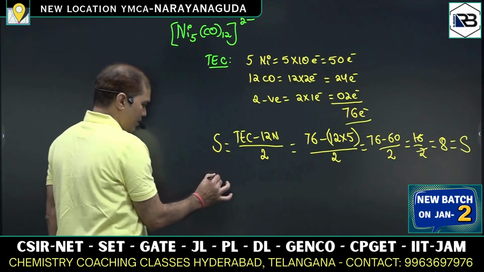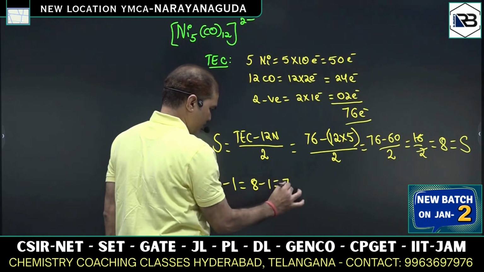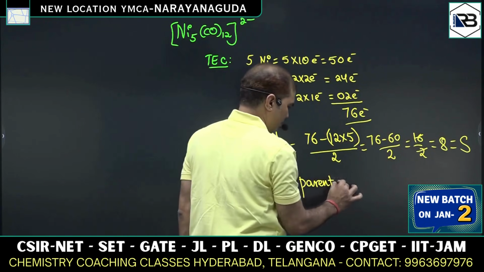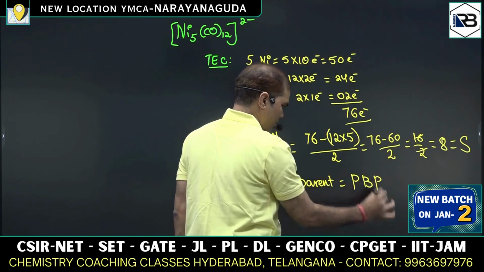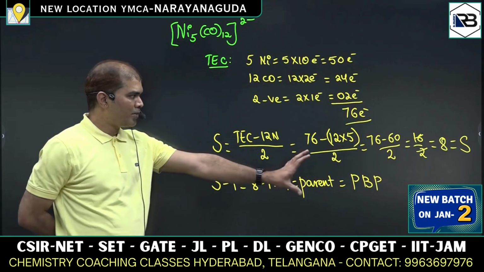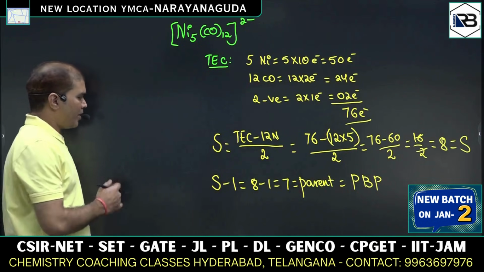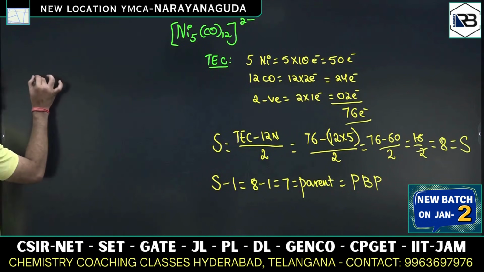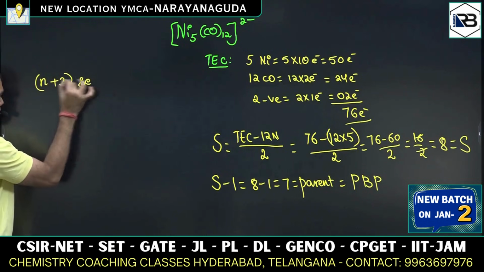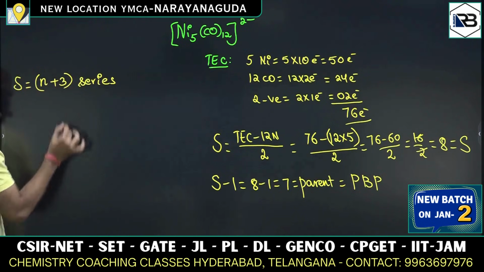For example, if I take S minus 1, the PSEPT parent is pentagonal bipyramidal. Later on we have to compare the number of skeletal electron pairs to the number of metals. The number of metals are only 5, but the number of skeletal electron pairs are 8. Therefore we call it the N plus 3 series, where N is the number of metal atoms. So S is equal to N plus 3.